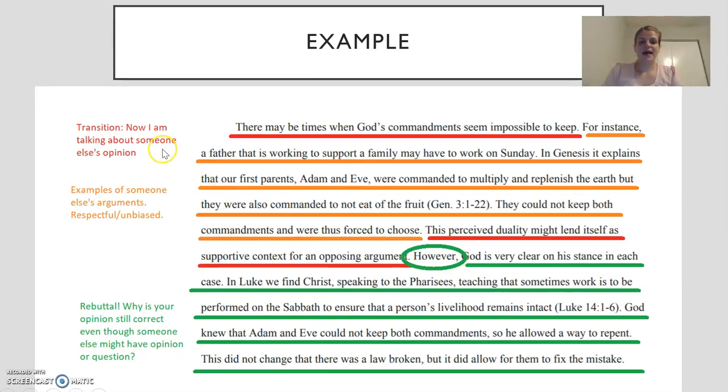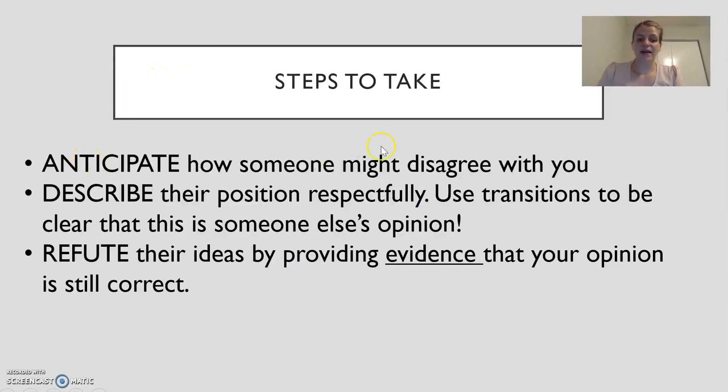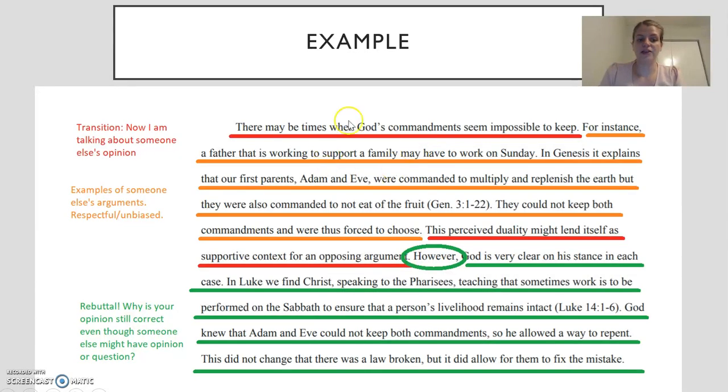You will notice that this paragraph is one of their last body paragraphs in the essay. So they've already discussed for me what their thesis is and what their answer to that question was. In order to show me that they've anticipated how someone might disagree, they use these transition sentences to say, hey, look, I have discussed for you why I believe that it's important to keep God's commandments in all situations, but now I'm going to talk about what somebody else thinks.